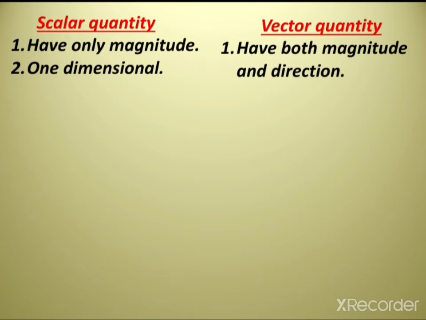Okay, the second point is scalar quantities are one dimensional. It has only the magnitude, no direction is associated with the scalar quantity. Therefore this is a one dimensional quantity. But a vector quantity can be one dimensional, two dimensional, or three dimensional. Okay, that means what?